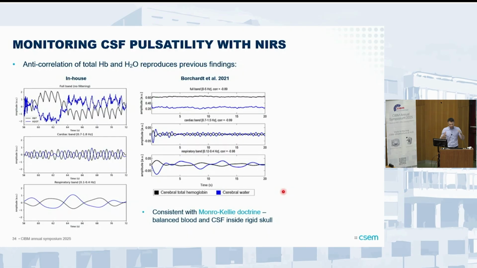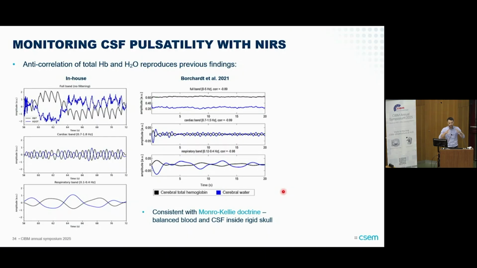The idea is that this is related to what's called the Monro-Kelly doctrine, so the idea that the skull is a rigid compartment and that variations in blood lead to variations in plasma. They have to compensate each other to keep in this rigid volume. Why is that significant? Well, some people are now seeing that the stability of this coupling between blood and CSF can be altered in pathologies like Alzheimer's. So it could give us a proxy and some starting information about alterations in these diseases, potentially related to the glymphatic system, and so on.